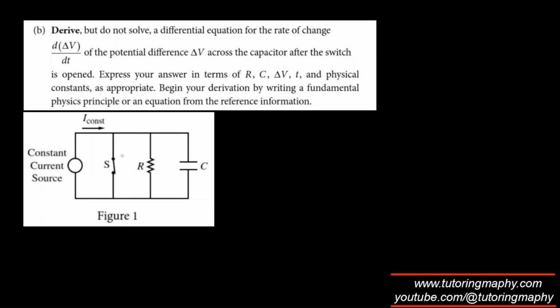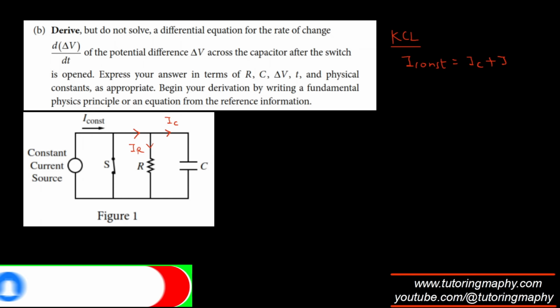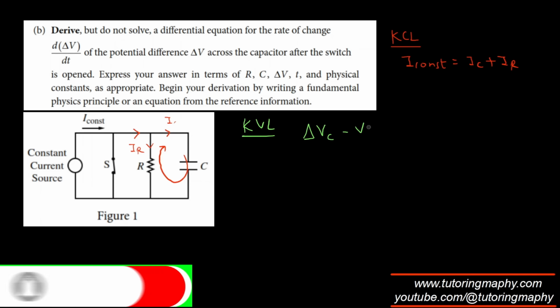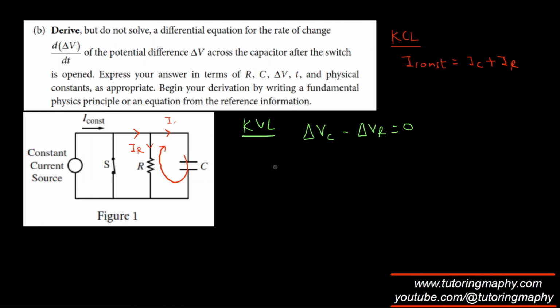All right, the switch is already open, so this is the circuit that we are following, and I'm going to use KCL and KVL. Let's assume that the current splits into two parts. Let's say this current is IC, which is going to the capacitor, and this current is IR. Starting with KCL, I constant is equal to IC plus IR. That's the first equation. And then I'm going to write KVL. For KVL, the change of voltage across the capacitor minus the change of voltage across the resistor is 0. So the change of voltage of the capacitor is the change of voltage of the resistor.